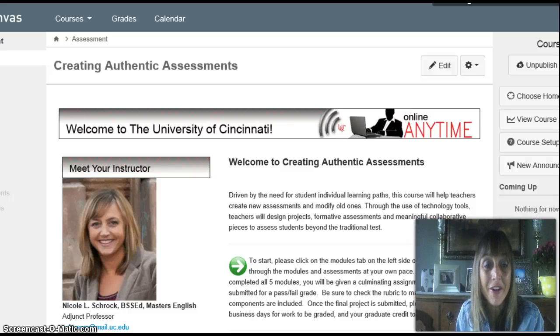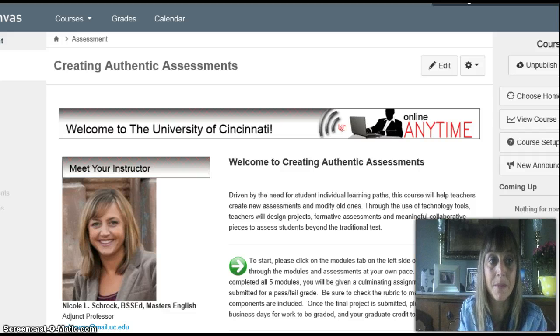Hello! Now that we have our introductions out of the way, let's go ahead and travel over to the left navigation bar, I'll call it, and right underneath the home label is the word syllabus.